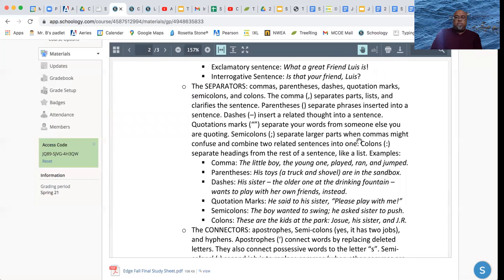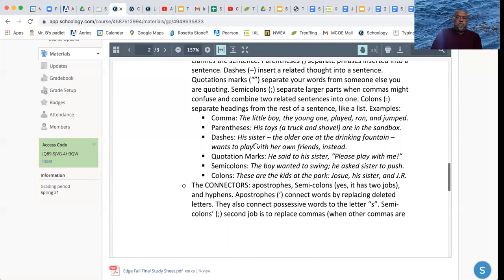Semicolons separate larger parts when commas might confuse, and they can also combine two related sentences into one. Colons separate the heading from the rest of the sentence, like a list, for example. Now, let me give you some examples of each of these.